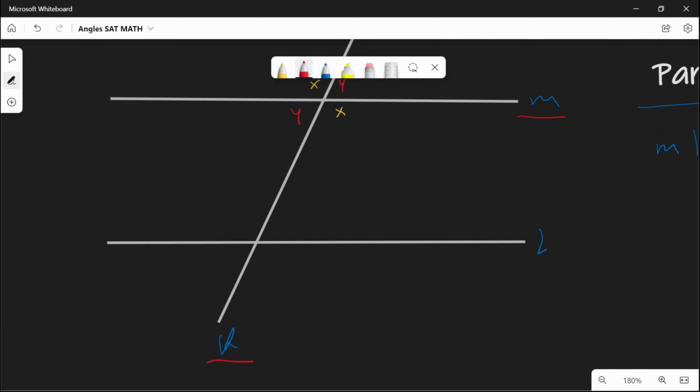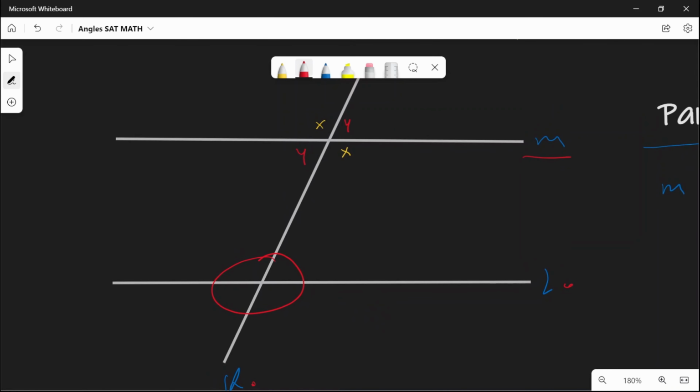Now what about the intersection between line K and line L, which is these angles formed here? You should notice that these angles here, or this section here, are actually equal to the angles formed between the intersection of K and M. So in this part, we'll have the exact same values. So this angle will equal x, and the opposite to it will equal x as well. This angle will equal y, and the opposite angle will have the same value.